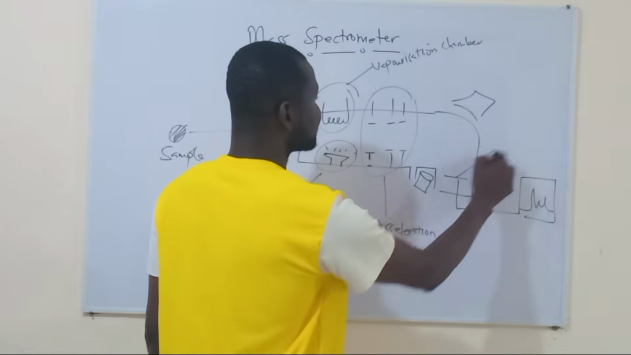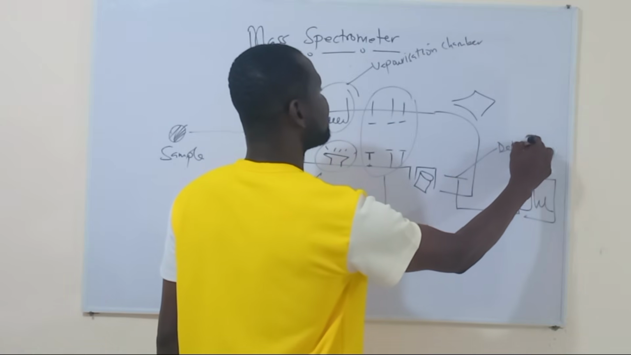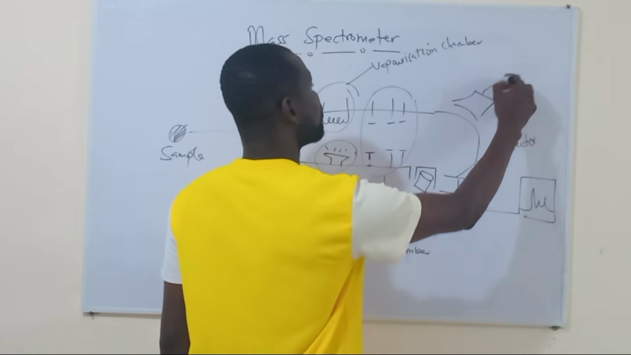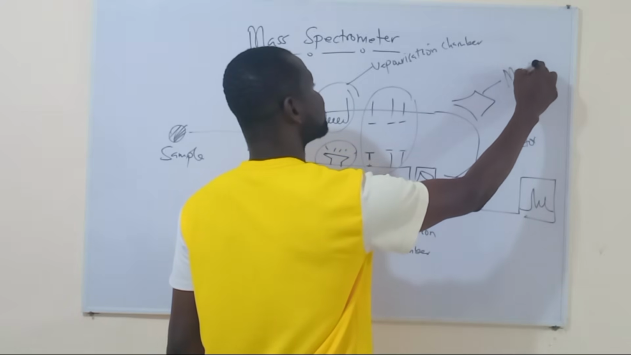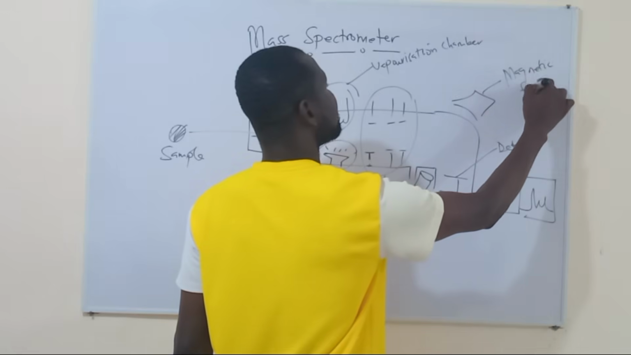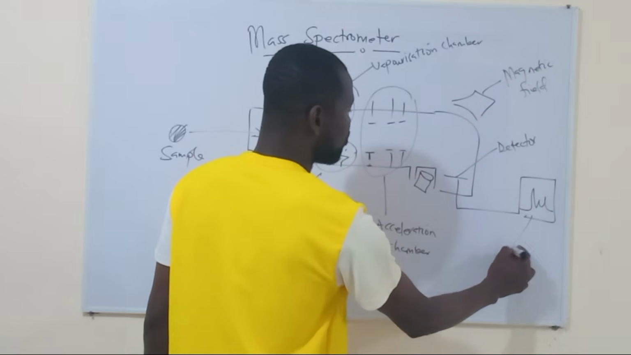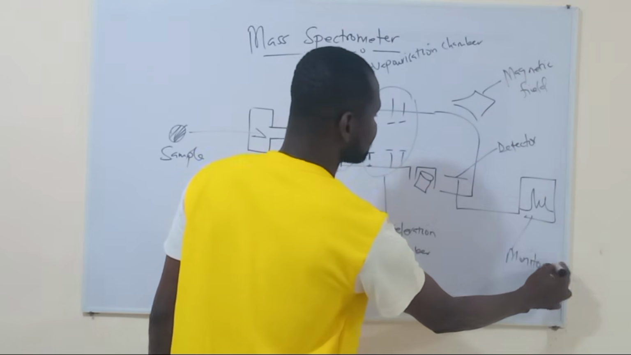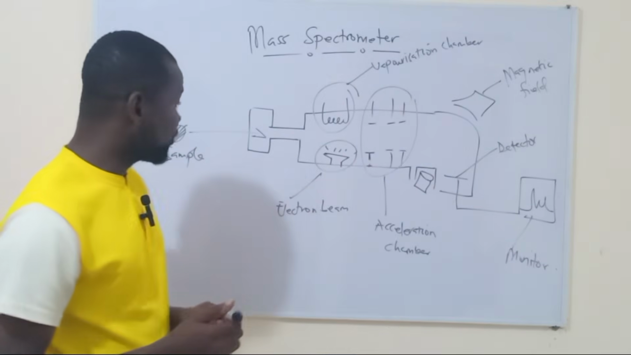We have a detector. We have a magnetic field. We have a monitor. So how does the mass spectrometer work?